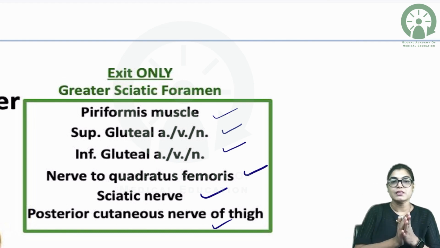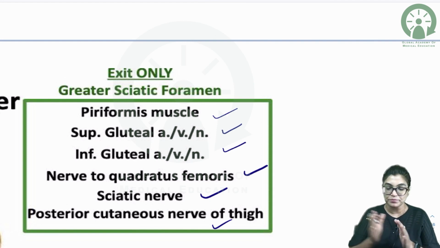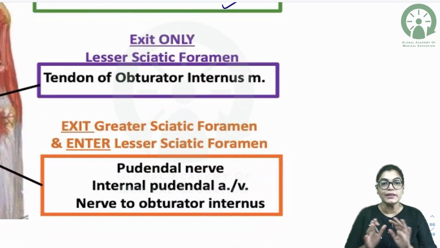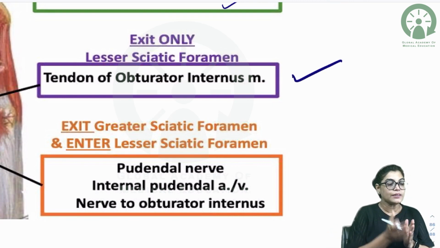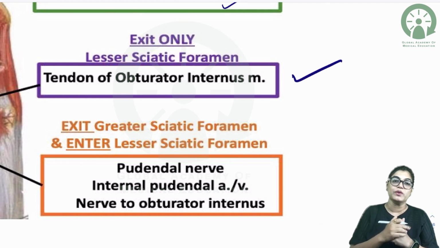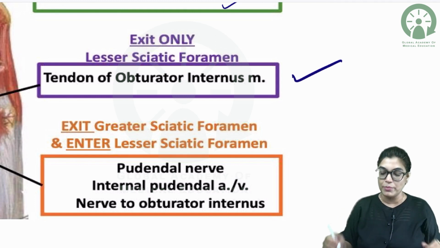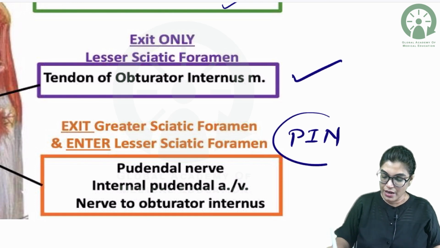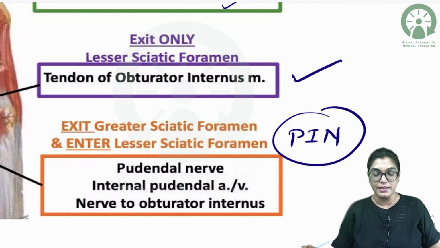So this green box is telling you all the structures traversing the greater sciatic foramen. Now, the structure exiting only through the lesser sciatic foramen is the tendon of the obturator internus muscle. In the option, the tendon was not given, it just mentioned obturator internus muscle. So the correct option should be the tendon of obturator internus muscle. The structures traversing from the greater sciatic foramen and entering the lesser sciatic foramen are the pudendal nerve, internal pudendal vessel and nerve to obturator internus.